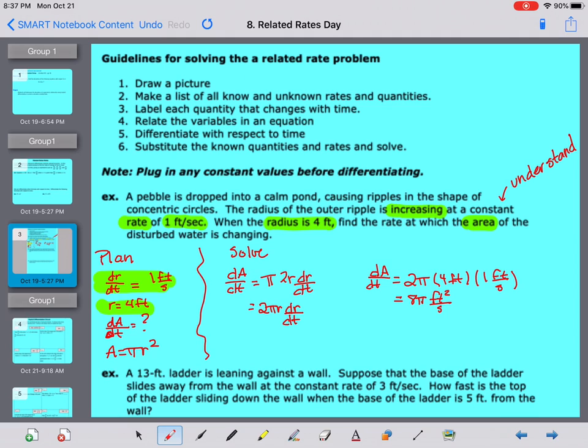So our area is changing at a rate of 8 pi feet squared per second. Now, that's kind of weird. So this is where our calculators are going to come in handy. We're going to actually calculate what that 8 pi is. So 24 point something, or a little bit higher. So 8 pi in my calculator. Then I get that it's 25. And here I'm going to use my approximate symbol because now I'm rounding.